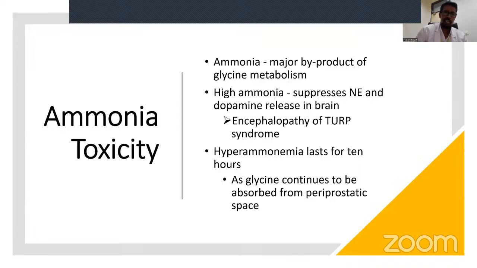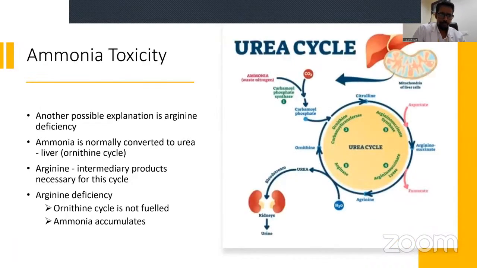Hyperammonemia, once it's there, lasts for about 8 to 10 hours, because the glycine continues to get absorbed from the interstitium and the periprostatic tissues, and it continues to lead to a hyperammonemic state that leads to an encephalopathy. A possible explanation for ammonia toxicity is deficiency of arginine. Ammonia is generally converted to urea in the liver, but arginine is an important intermediary product that is necessary in this conversion of ammonia to urea in the liver. So if the patient is arginine deficient, this doesn't happen and hyperammonemia occurs. So this is a possible mechanism why, if you supplement arginine or give arginine along with glycine, probably the side effects would be lesser.